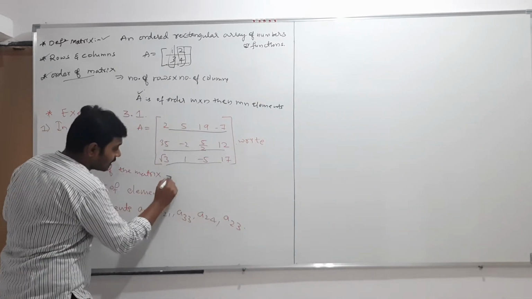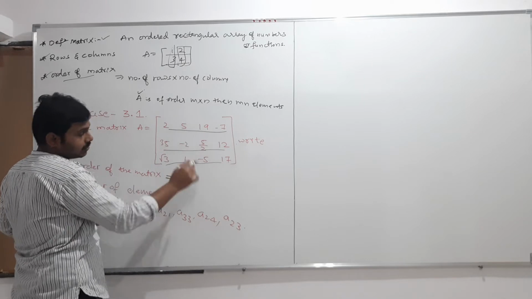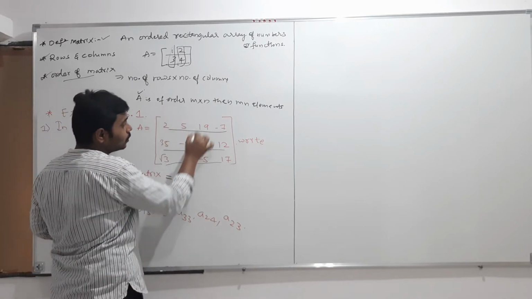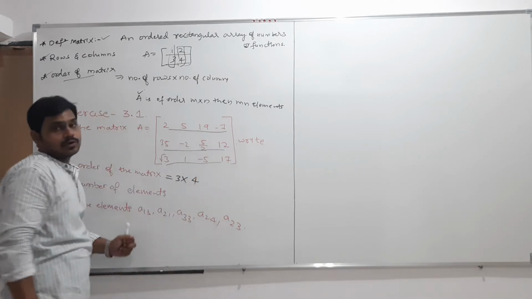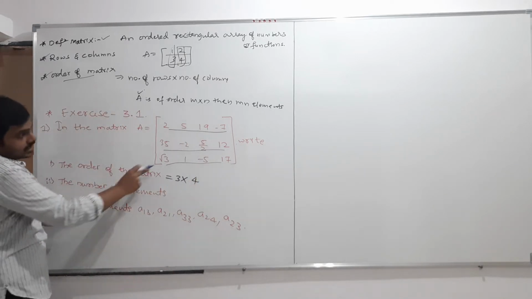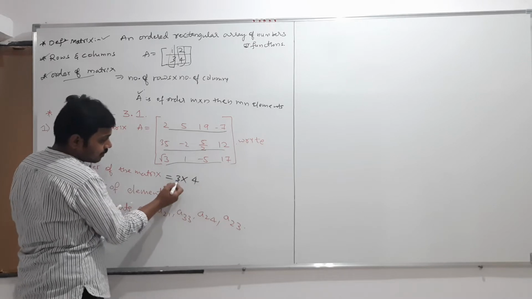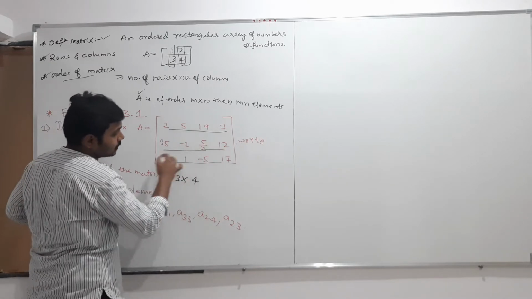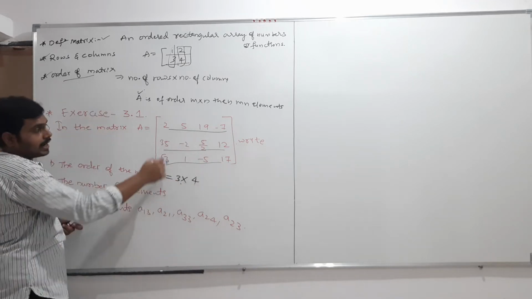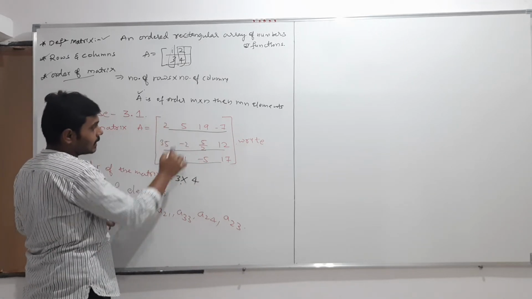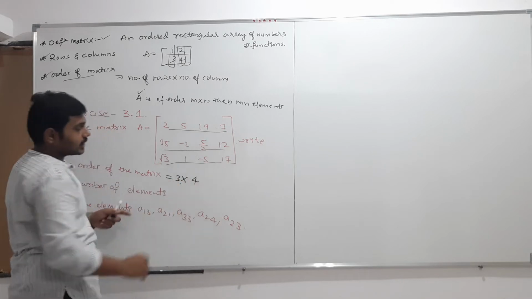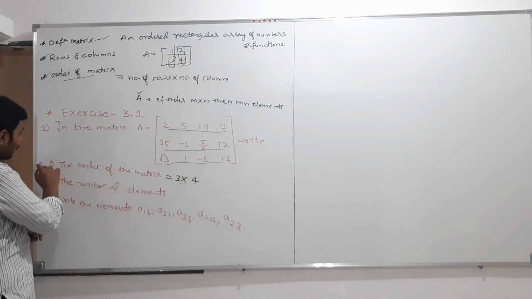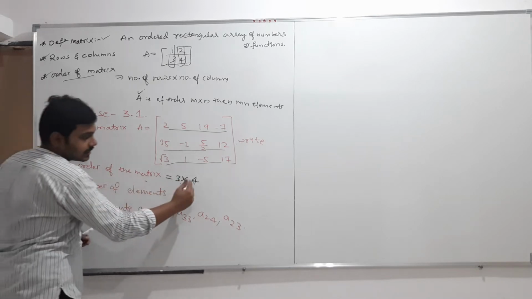So the order of the matrix is 3 rows cross, how many columns? 1, 2, 3, 4. So 3 cross 4. Therefore the order of the given matrix is 3 cross 4, the number of rows cross the number of columns. 3 is the number of rows, and the number of columns is 4. So this is the answer for the first condition: the order of the matrix is 3 cross 4.